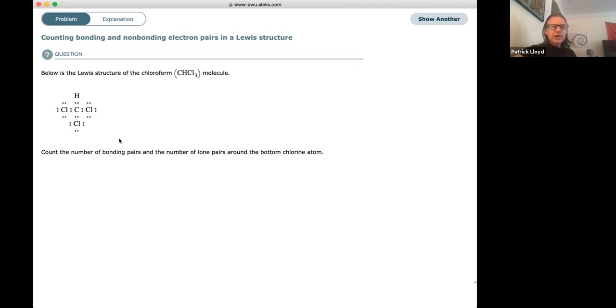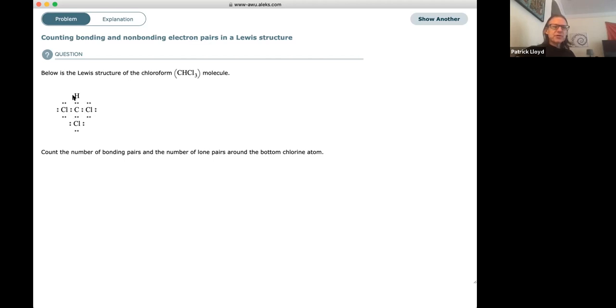So count the number of bonding pairs and the number of lone pairs around the bottom chlorine atom. So read these very carefully, the bottom chlorine atom. So just this one down here. So this chlorine atom right here has a pair to the carbon. So that's 1 bonding pair. And then it has 3 pairs around it that are all by themselves, right? They're not connected to any other atom. So 3 lone pairs. So 1 and 3 bonding and lone pairs. Each chlorine essentially has the same situation, right? Each one of them has a bonding pair and 3 lone pairs.